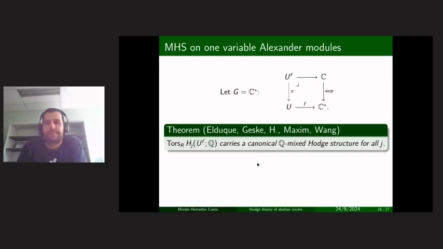So the first thing we did, this is the diagram from the beginning. There's a group, there's a universal cover, which is the exponential map, and the cover we get is cyclic, has that group Z. And on the torsion part of the Alexander module, we managed to show that there's a mixed Hodge structure. And we showed some things about it.